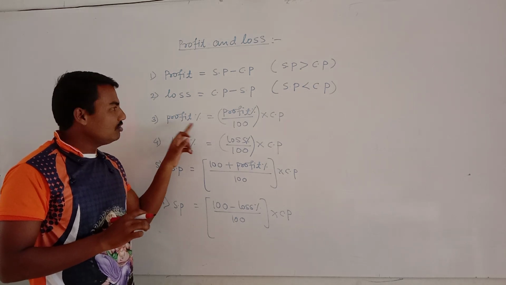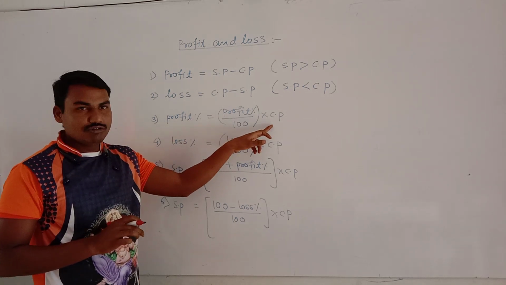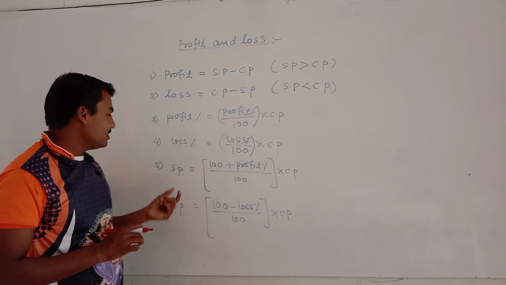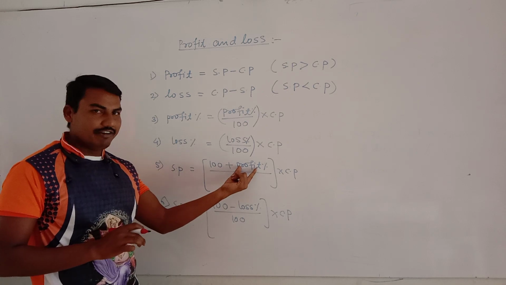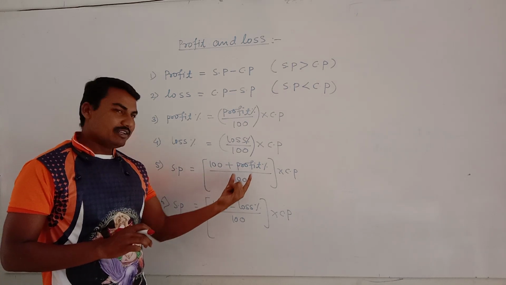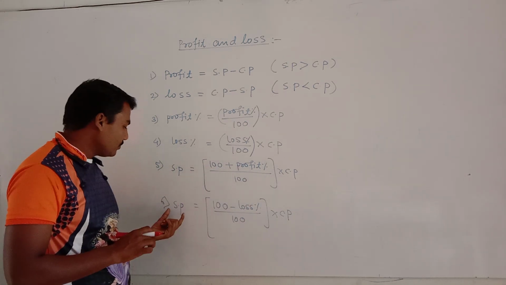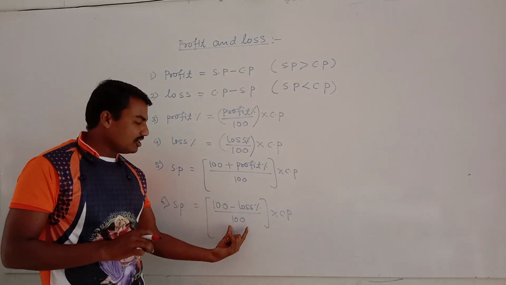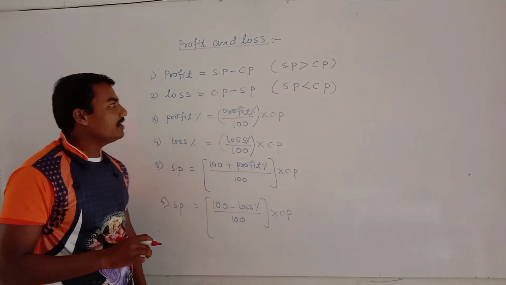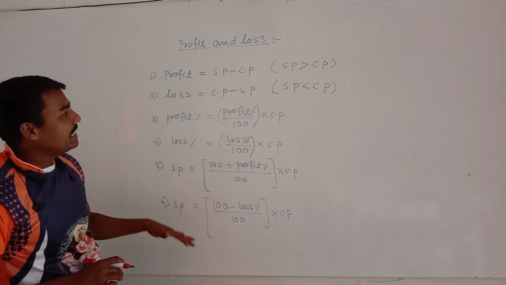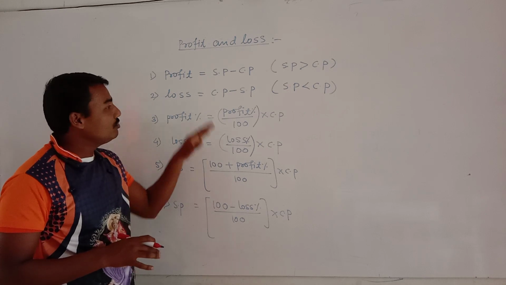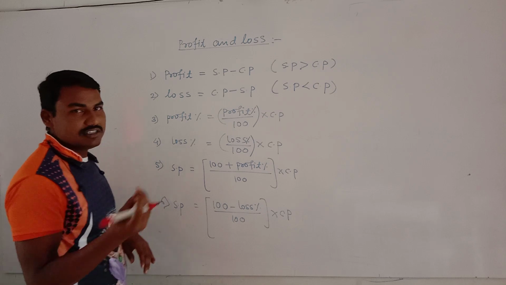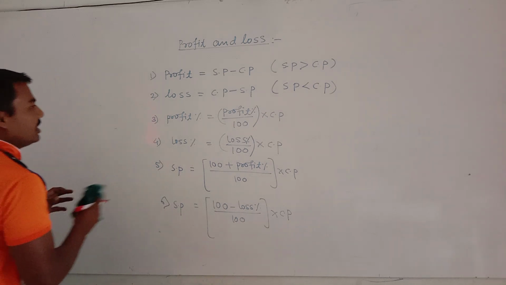Profit percent is equal to profit upon cost price into 100. Loss percent is equal to loss upon cost price into 100. Selling price in terms of profit percent, 100 plus profit percent upon 100 into cost price, and selling price in terms of loss percent, 100 minus loss percent upon 100 into cost price. Okay, so these are the different formulas. According to the numerical, we are going to use any one formula from this. Okay, now we have to see one simple numerical based on that.